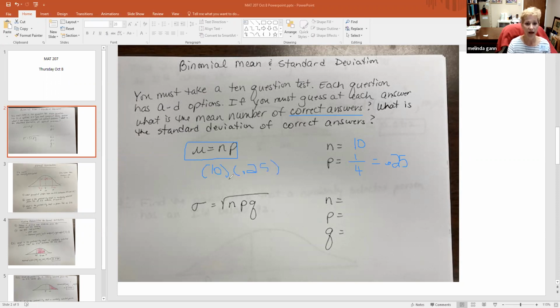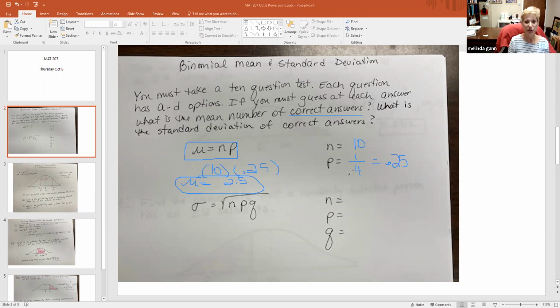So when you do that, you're going to get 2 5/10. So your mean is 2 5/10 on this problem. So if you were just guessing, you could expect to get, on the average, a little over 2 problems right, 2.5 problems right. Now you understand you can't really get 2.5 problems right. This is an average.